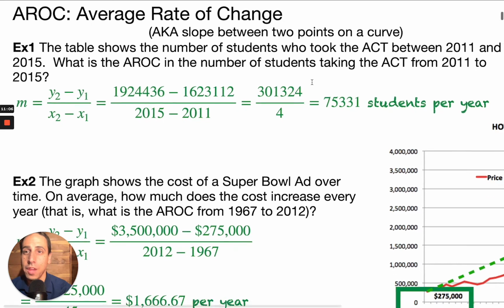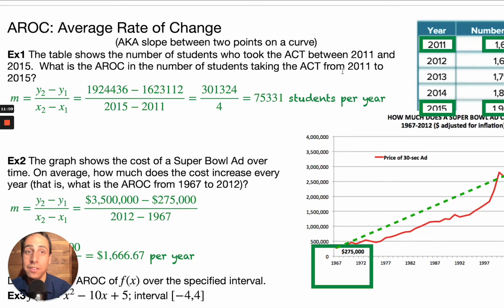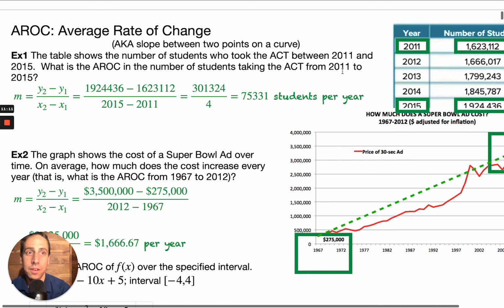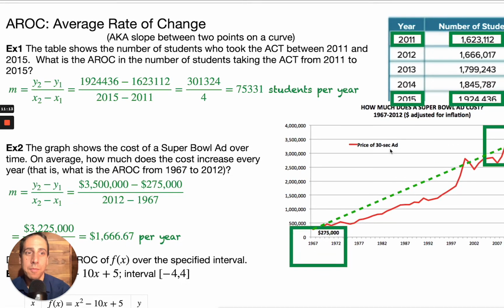For example, the table shows the number of students who took the ACT between 2011 and 2015. During that time, there was a big increase, but not since then. What is the average rate of change in the number of students taking the ACT from 2011 to 2015? You can ignore all of these numbers right here. Everything in the middle does not matter whatsoever.